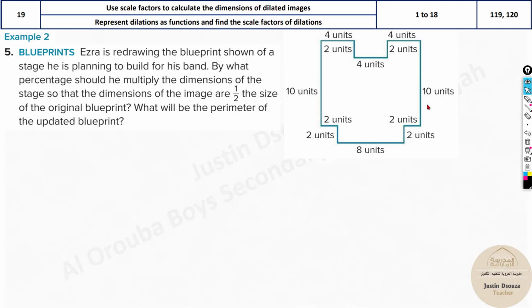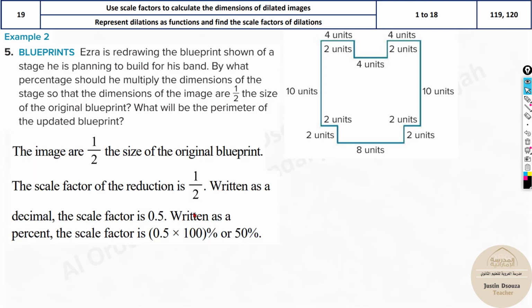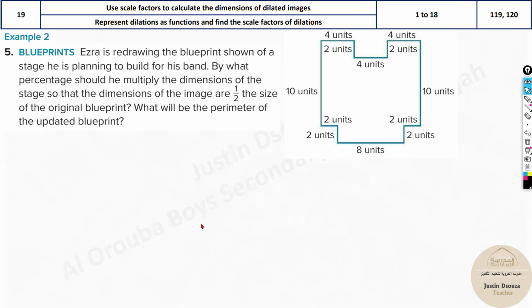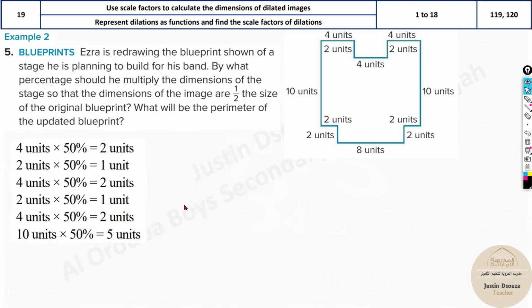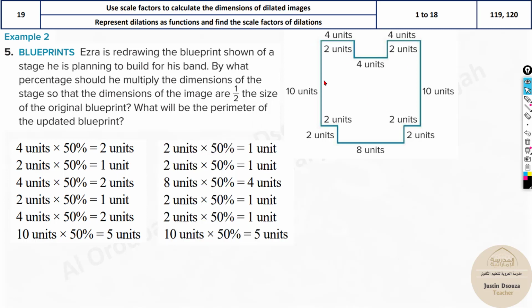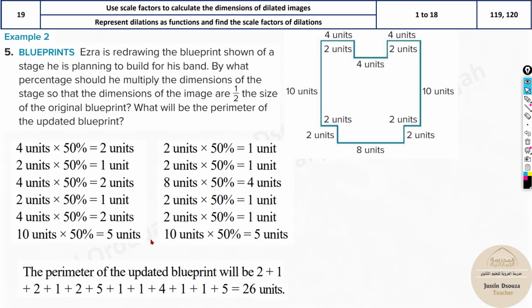So basically, you just multiply all these units by half. This becomes 5, 5, 2, 1, 4, 2, and so on. This becomes 4. And that's it. Over here, they have multiplied all these units. And now you need the perimeter. So add up all the sides. They have added them up. Now, where exactly they have taken them from, I'm not sure.